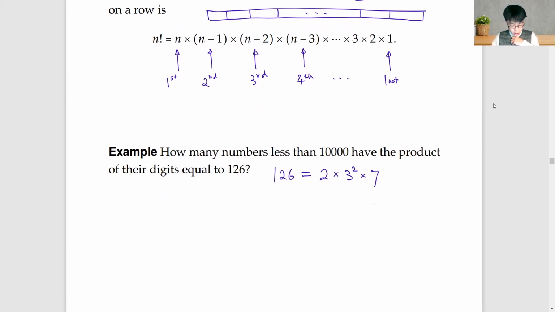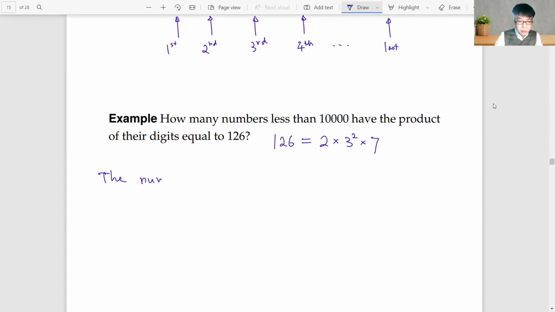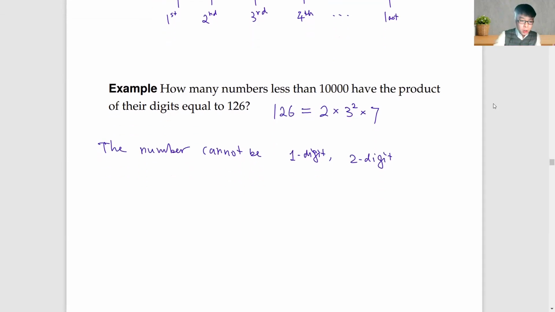Now we can check that this number cannot be too small. The number cannot be 1 digit. It cannot be 2 digits either. If it's 2 digits, the largest possible product is 9 times 9, which is 81, still smaller than 126. So it cannot be 2 digits. But it is possible to be 3 digits. So let's consider 3 digits.